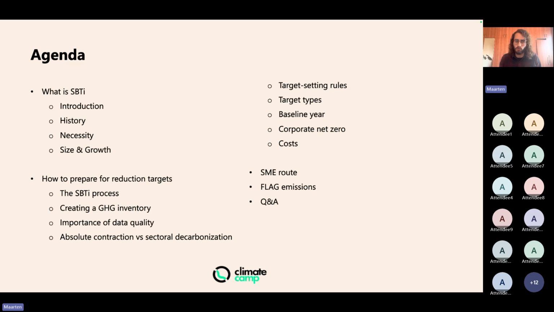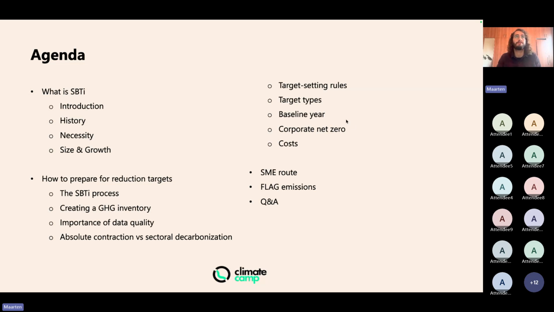And then what are the different rules related to target setting, the different types of targets you can set, as well as how to establish your baseline and target year. And then we'll also talk a bit about the corporate net zero standard and costs related to it. We'll also talk about two exemptions to the corporate framework, let's call it, of SBTi, which is the SME routes and companies within FLAG-intensive industries or FLAG emissions related industries. These are exemptions to the general rule. There are more than these, but these are the most prevalent for our customers as well as companies we talk to during the sales process.